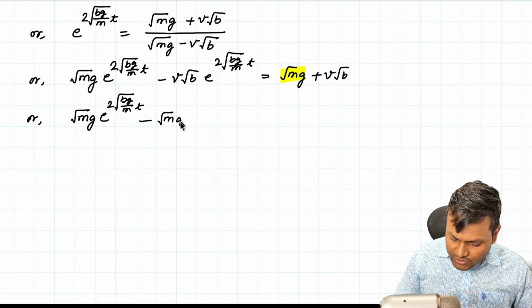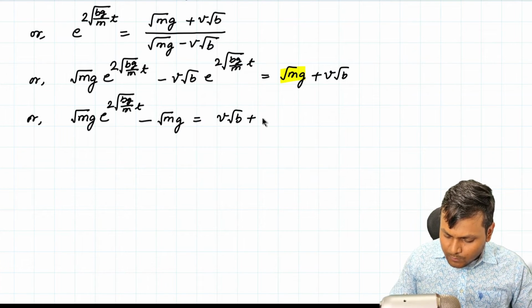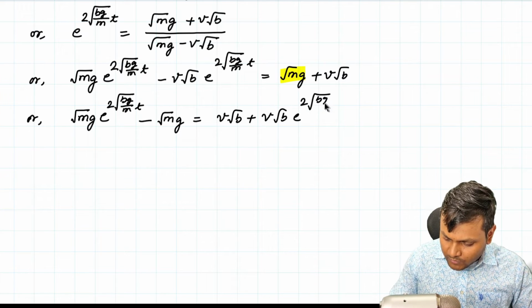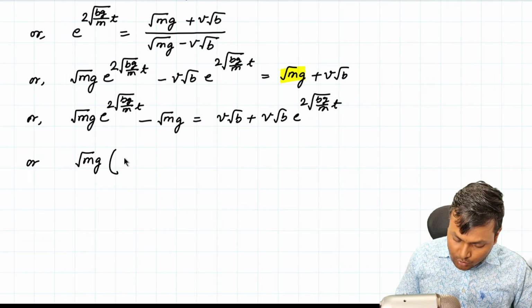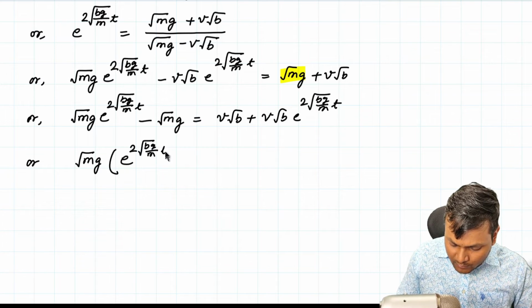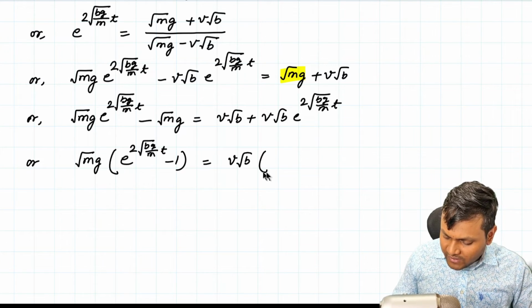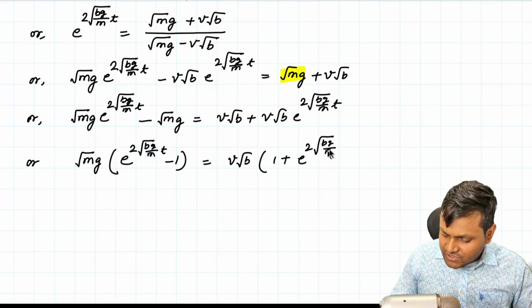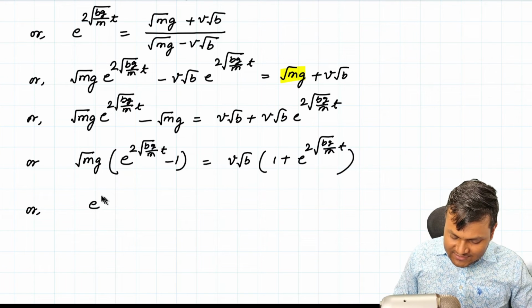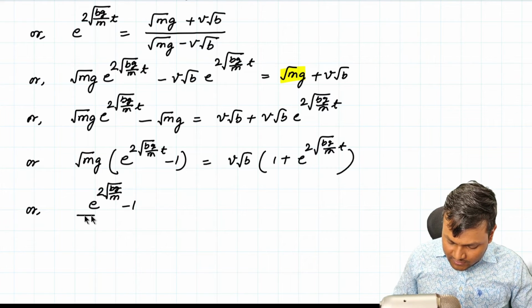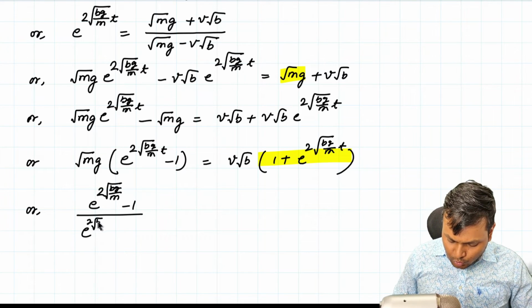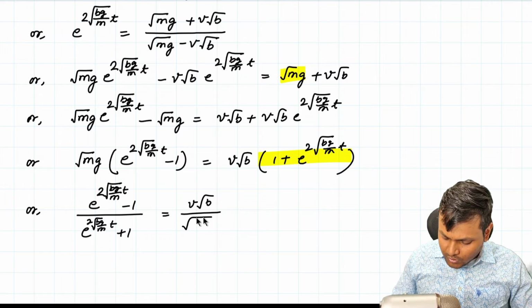I simply get root over mg, and here I'll get v root over b plus v root over b e to the power twice root over bg upon m t. And again, I can finally write, if I take root over mg out of the two terms, e to the power twice root over bg upon m t minus 1, and here v root over b, if I take out 1 plus e to the power twice root over bg upon m t. Finally, let me write this in this manner so that you may be familiar with this expression. So if I bring this term to the left hand side, it will have e to the power 2 root over bg upon m t minus 1 upon e to the power 2 root over bg upon m t plus 1 is equal to v root over b upon root over mg.